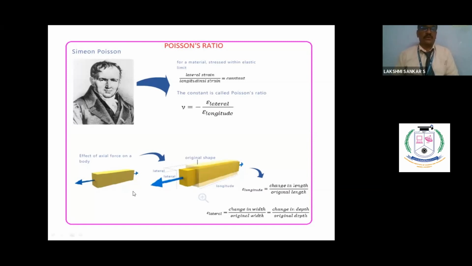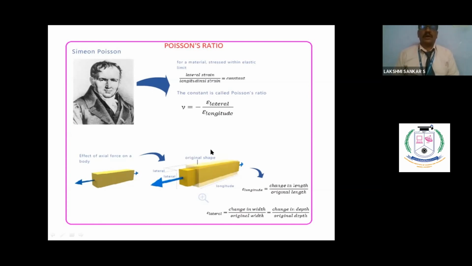See here the pictorial view is shown. See the first figure, there is a block. It is being pulled by two forces on either side. So what happens? It's slightly extending. When it is extending, the other dimensions, the lateral dimensions, are being reduced. Okay. So what is the change in length divided by original length? That concept I am applying for 2 dimensions.